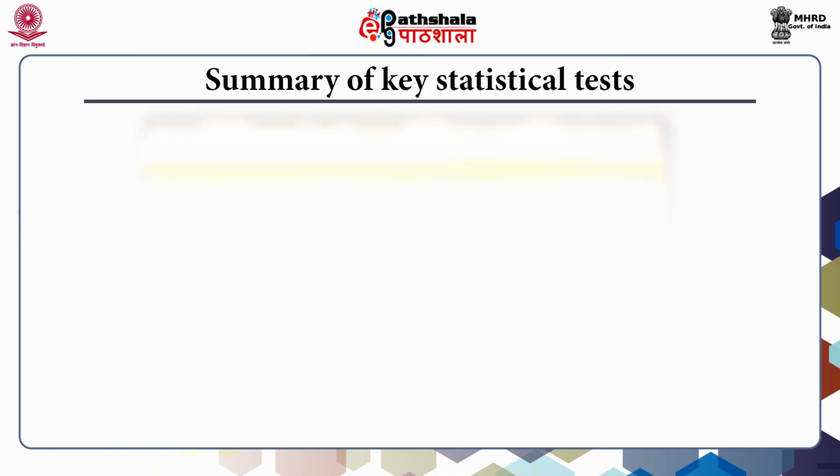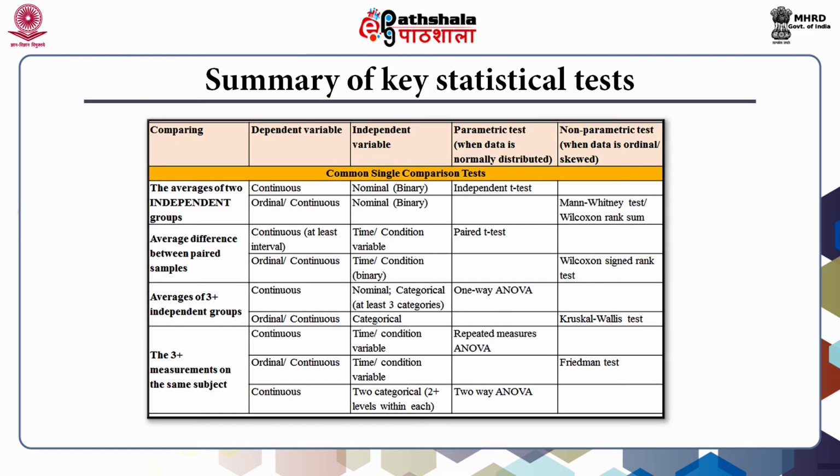This slide shows the summary of the key statistical tests which we have observed in this module. These include the parametric tests and their non-parametric counterparts. At first, we look at the common single comparison tests, for example, independent t-test, paired t-test, one-way ANOVA, two-way ANOVA, repeated measures ANOVA. The non-parametric counterparts like the Mann-Whitney test, Wilcoxon signed rank test, Kruskal-Wallis test, Friedman's test, etc.